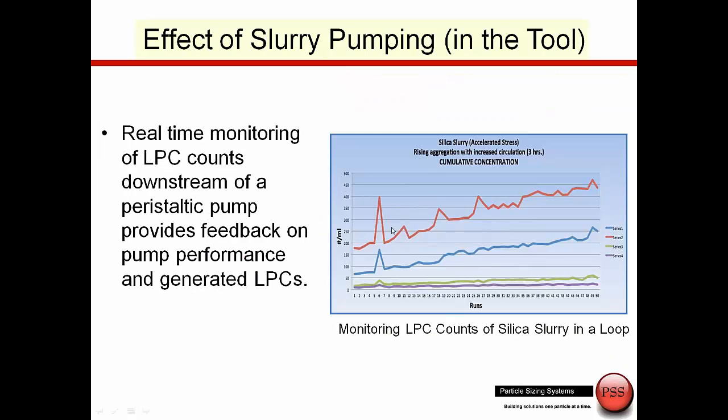Here's another graph where we're looking at particle count as a function of time at different sizes. And this is just a study where a tool manufacturer was looking at the effect of a peristaltic pump inside the tool. And just as we recirculate the slurry using this peristaltic pump, this is when we're actually seeing the increase as a function of time. And this could be used to either optimize the use of the peristaltic pump or know what other corrective actions have to be taken in order to reduce the LPCs.